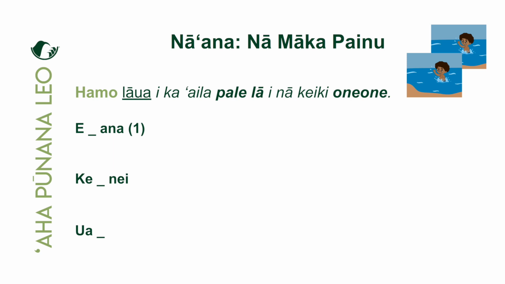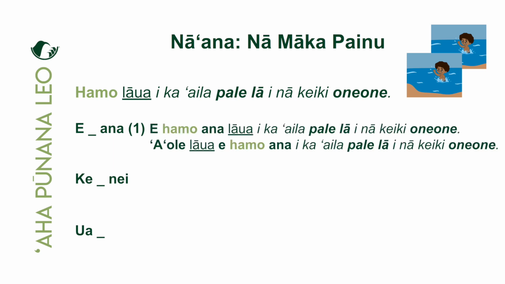Again, first one, e ana. E ana number one, e hamo ana laua ika aila palela ina keiki one one. Yeah, they will rub the aila palela, or the sunscreen, in, on, or at na keiki one one, on the sandy kids or the sandy children. Okay, to negate that, we just add the word aole. Aole laua e hamo ana ika aila palela ina keiki one one. They would not be rubbing the sunscreen on the sandy keiki. In other words, they are not going to rub the sunscreen on the sandy children.